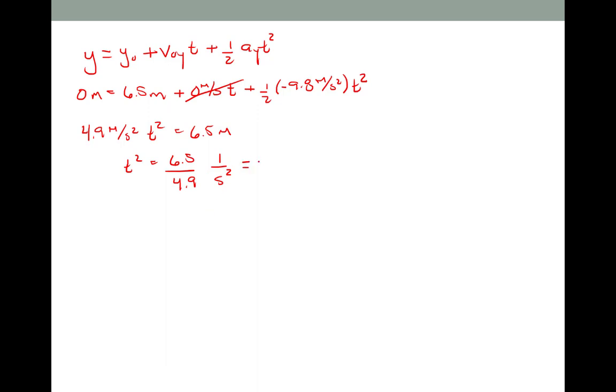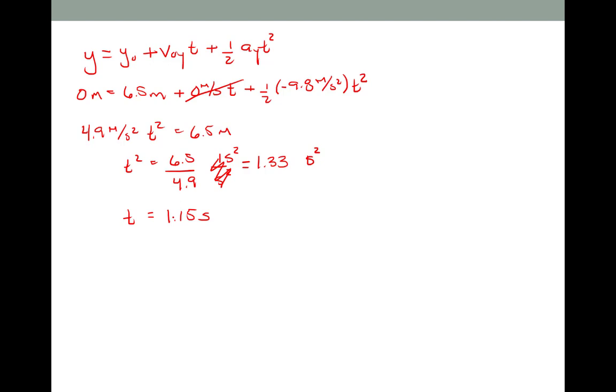And if you multiply that out, that becomes 1.331. Oop, I have the units wrong. Not 1 over second squared, units of second squared. So units still of second squared, taking the square root, I get t equals 1.15 seconds. Okay, so I now know how long the tiger is in the air.